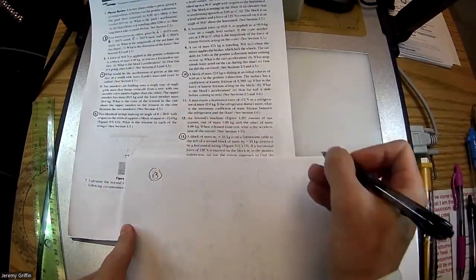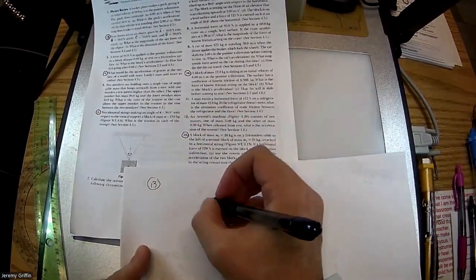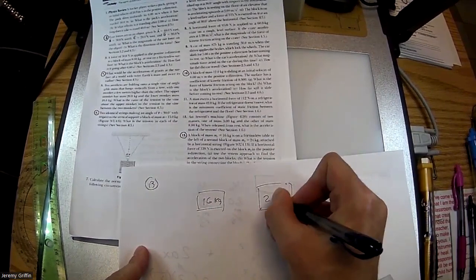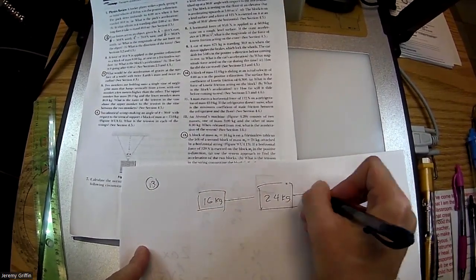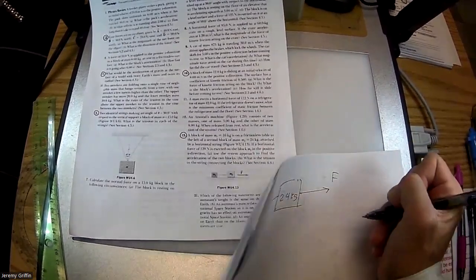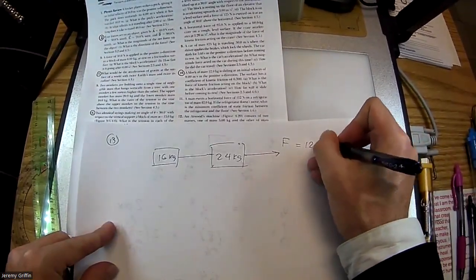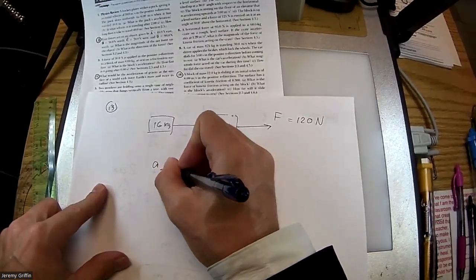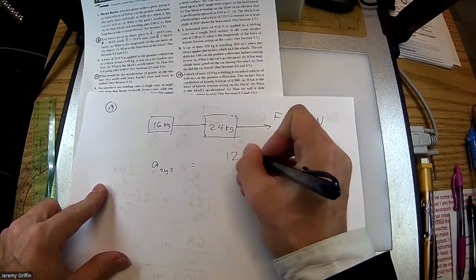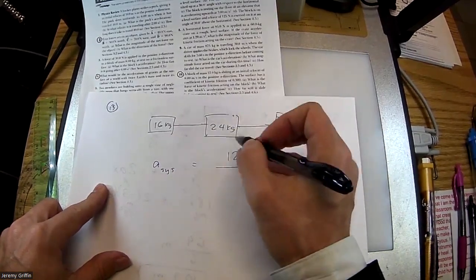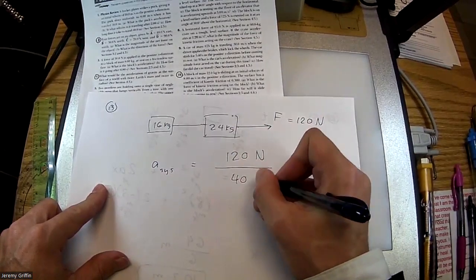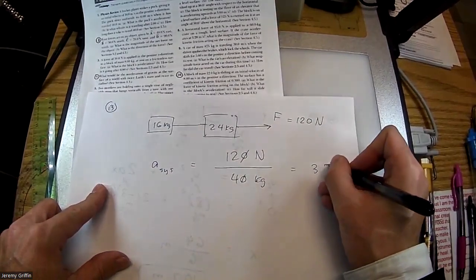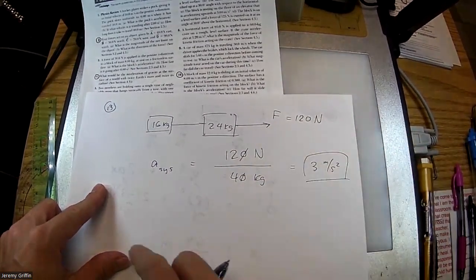Got 13. We got 16 kg, 24 kg connected. All right, and we're pulling with some force here, of 120 newtons, they tell us. Here, I'll just go ahead and solve with the numbers. So acceleration of the system is going to be the 120 newton force pulling on 40 kilograms total. Is that 3 meters per second squared? Right. That answers that. The whole system's accelerating at 3 meters per second squared.